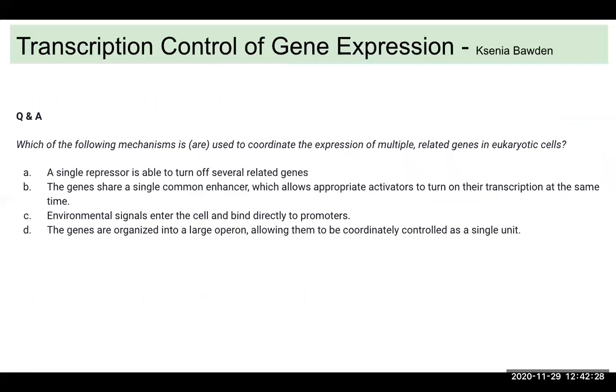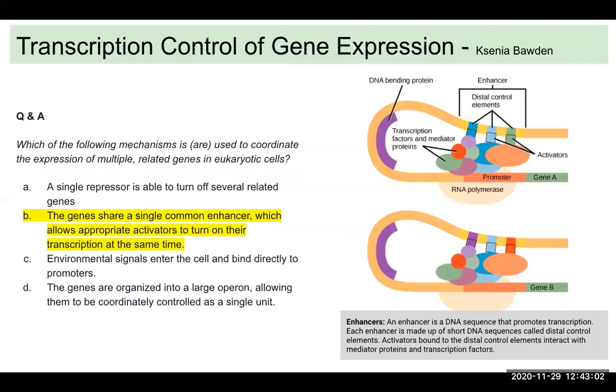So here I have a couple of questions. The question is, which of the following mechanisms are used to coordinate the expression of multiple related genes in eukaryotic cells? If you guys have any guesses, educated guesses? No? Okay, that's okay. Can we get the next slide? So we got A through D. In this case, the answer is B.